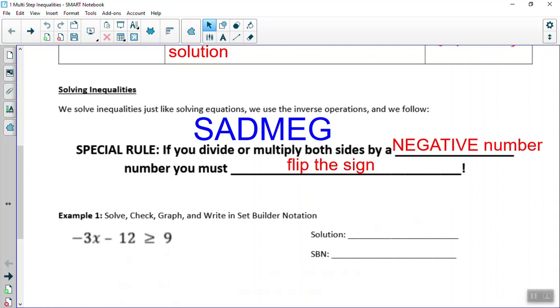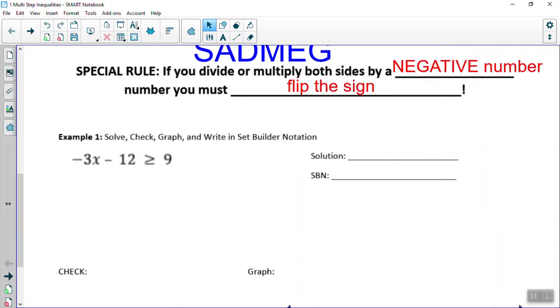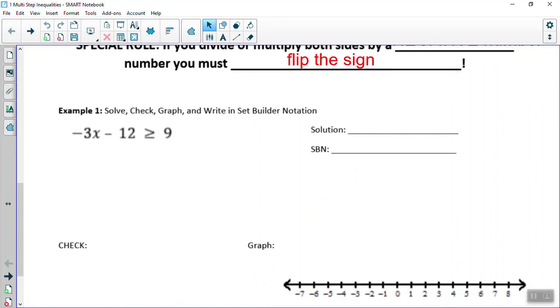This will usually be our last step that we do. All right, so let's solve, check, graph, and write in set builder notation. All right, so our first step is just like any other time, we like to draw that line.